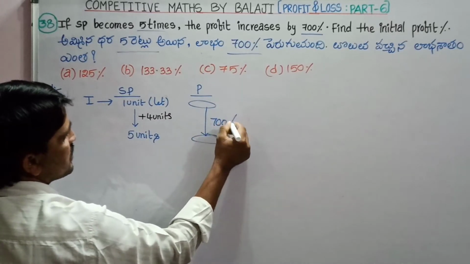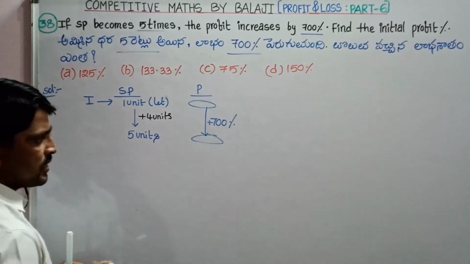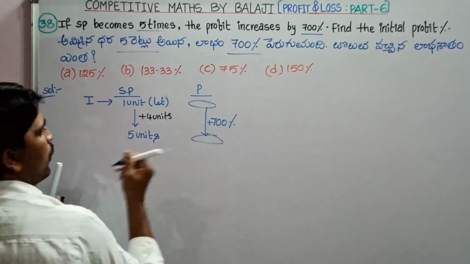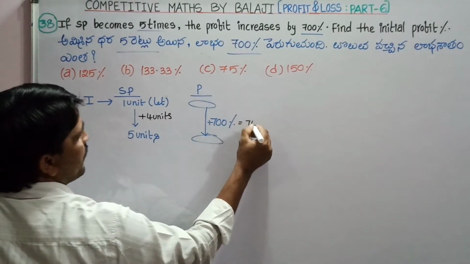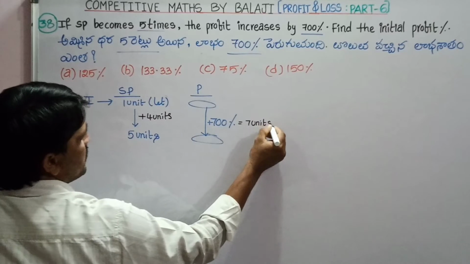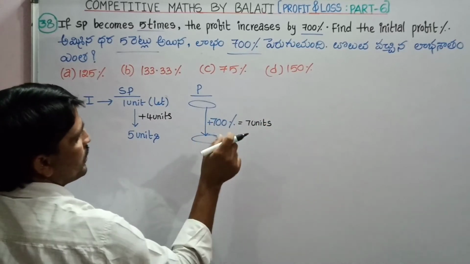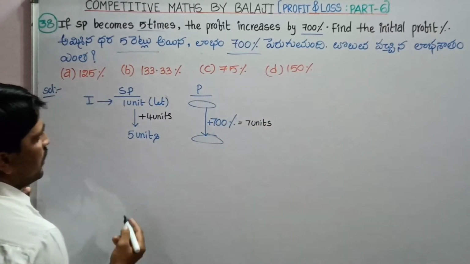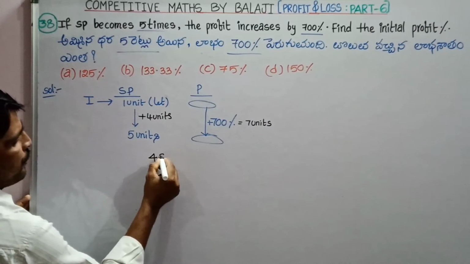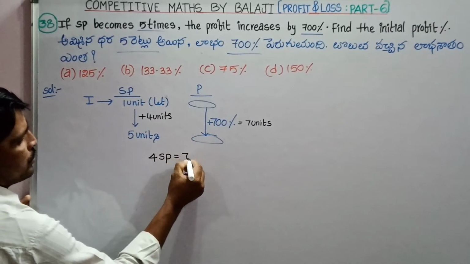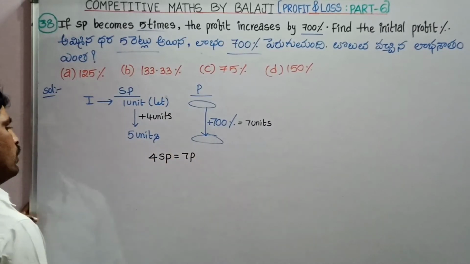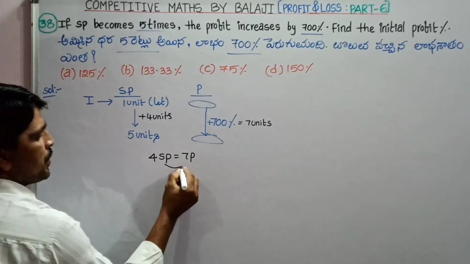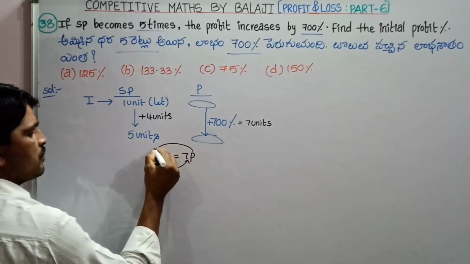Profit increases 700%. What is 700% value? That is 7 units. Since 100% means 1 unit, 700% means 7 units. That is, 4 times of SP is equal to 7 times of profit. That is, if SP is 7 units, then profit is 4 units.